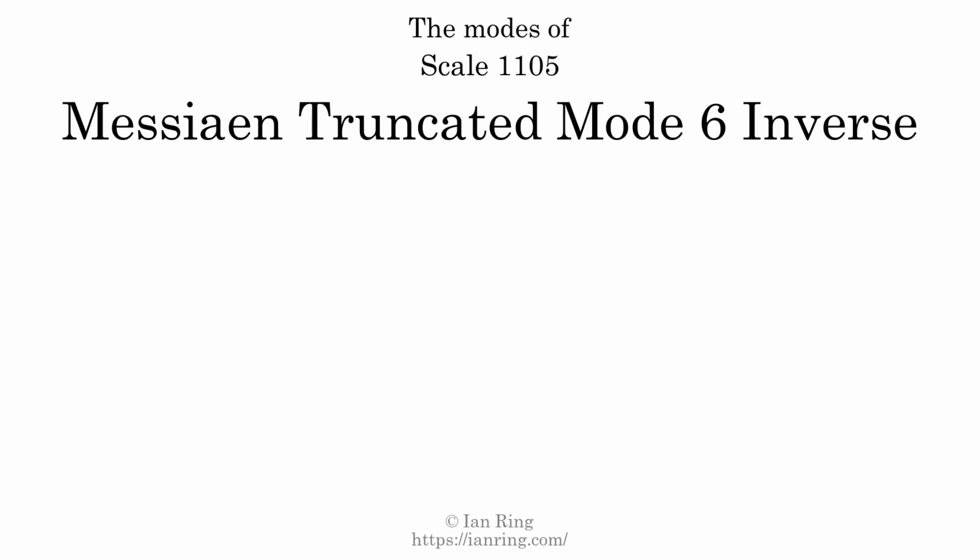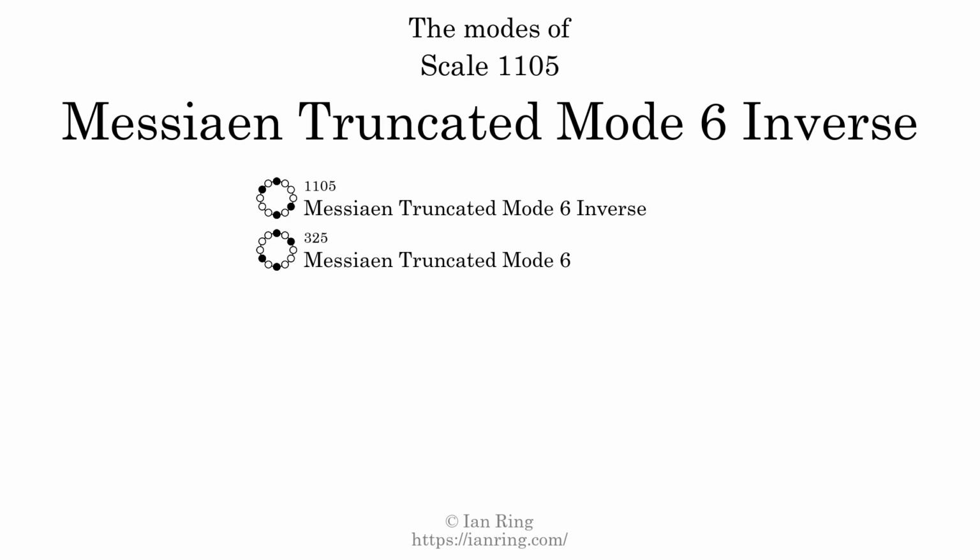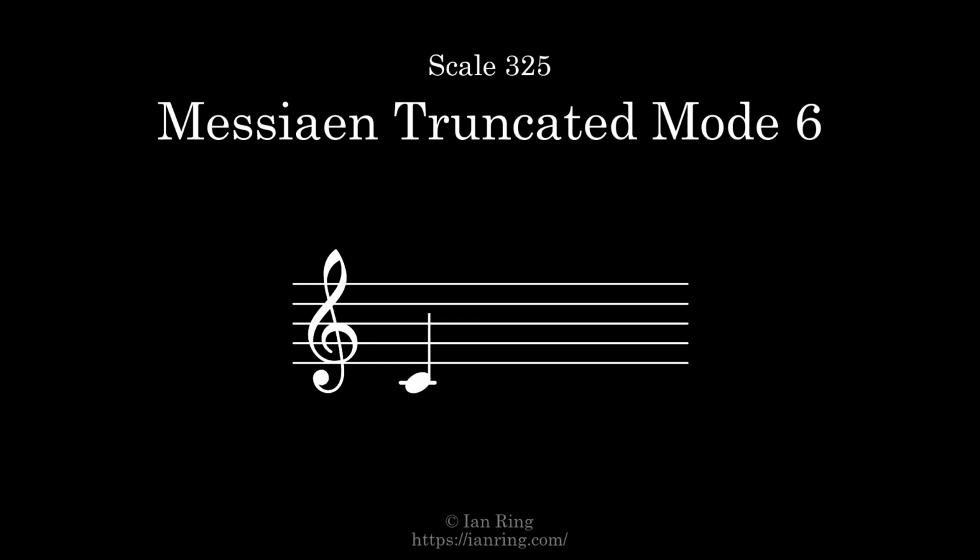This scale has 2 modes. The first mode is itself. The second mode is scale 325, also known as Messiaen Truncated Mode 6. It sounds like this.